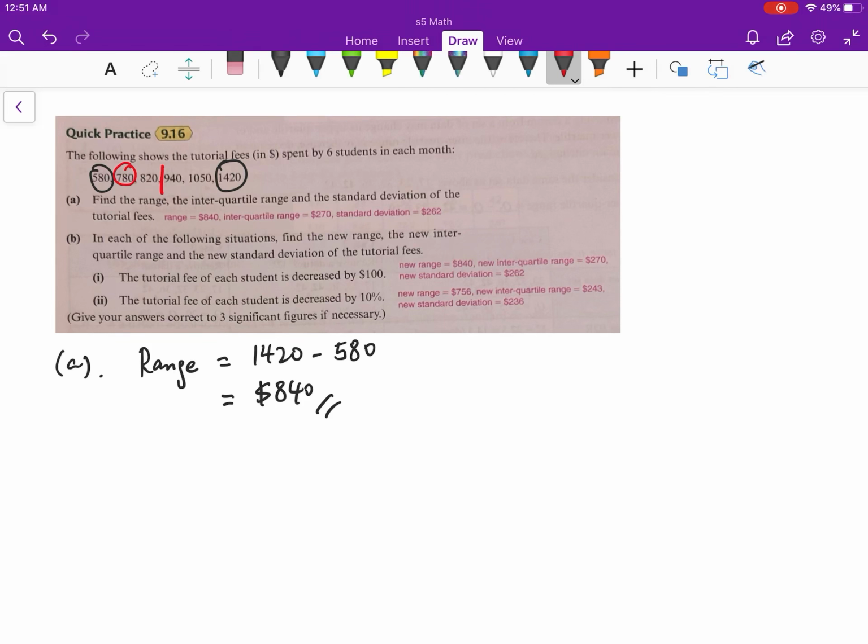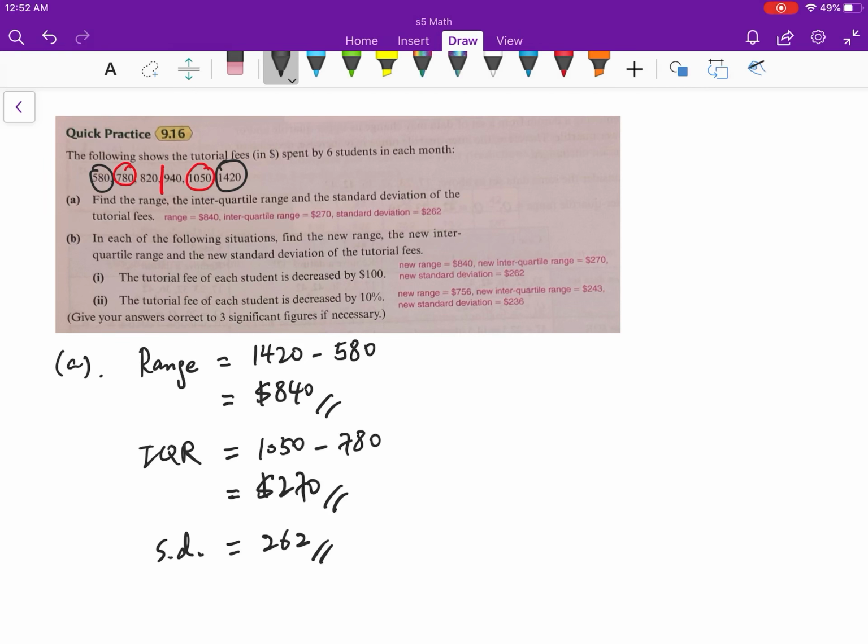Remember the dollar sign? Okay, and then now if we want to get the IQR, we cut it into half. And then 780 and then 1050. Then we find the IQR, which is 1050 minus 780, and then you get 270, right? Okay, again the SD by calculator, we get 262.